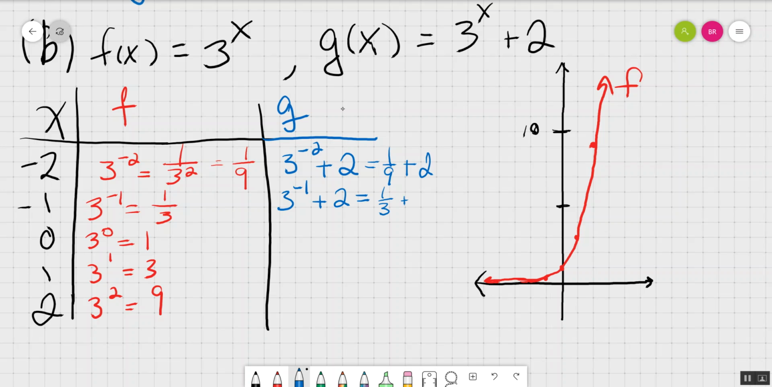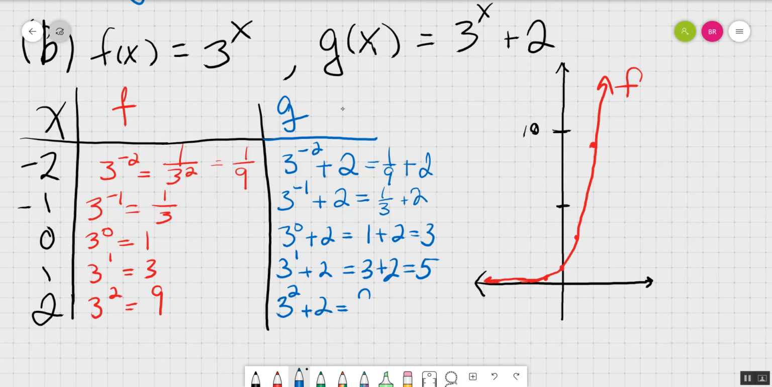Okay, so this is 1/3 plus 2. To graph this one, I'm going to go up 2 and then a third. So this one, 3 to the 0 plus 2. 3 to the 0 is 1, plus 2 will give me a 3. So that one's going to be easy. And this one I did combine because it makes sense. 3 to the first plus 2 is 3 plus 2, which is 5. See why I'm doing it for the lower ones, not the upper ones? I hope so. 3 squared plus 2 will give me 9 plus 2, which is 11.